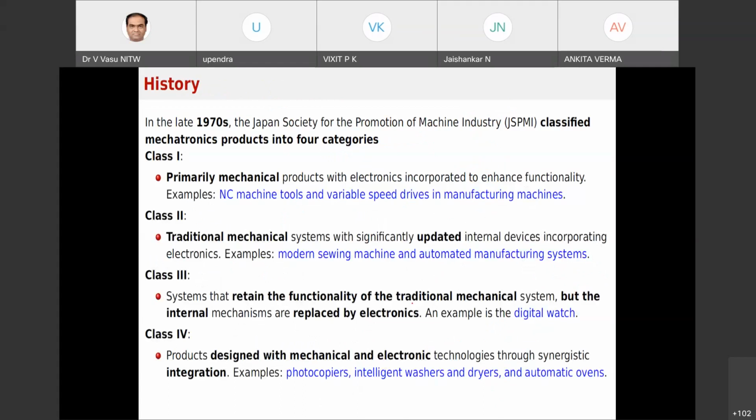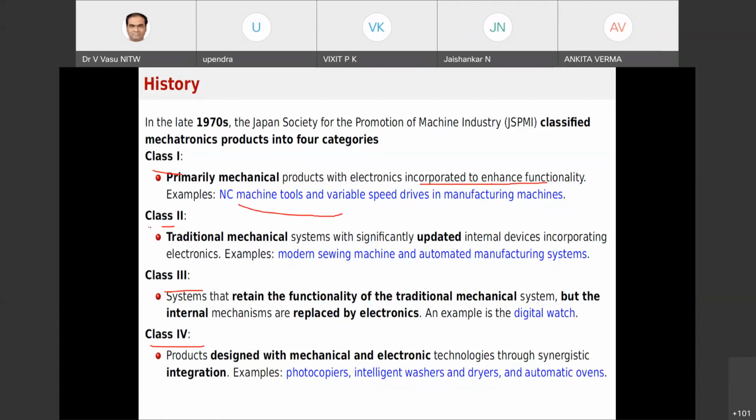So when considering the history of mechatronic systems, we have four classifications: class 1, class 2, class 3, and class 4. The mechatronic systems are divided accordingly. Primarily, class 1 covers mechanical products with electronics incorporated to enhance the functionality. If you want to enhance the functionality, you use this. An example is the CNC machine tools, which are mainly class 1.